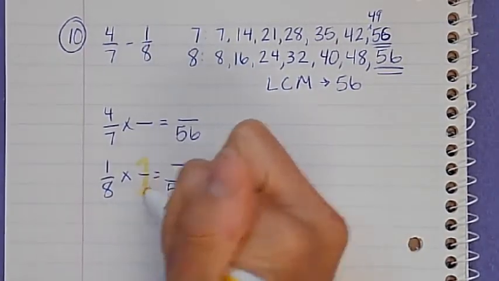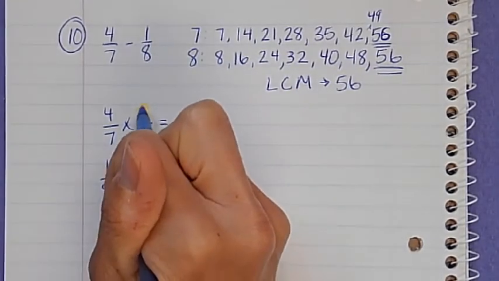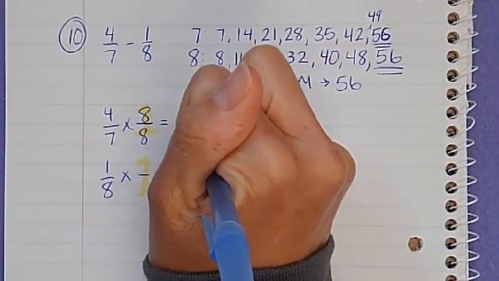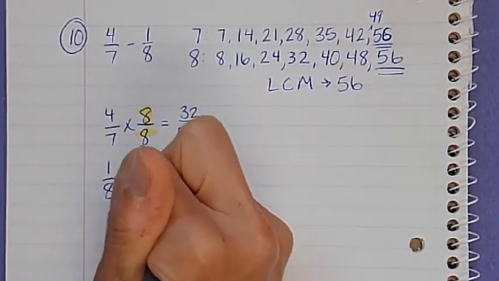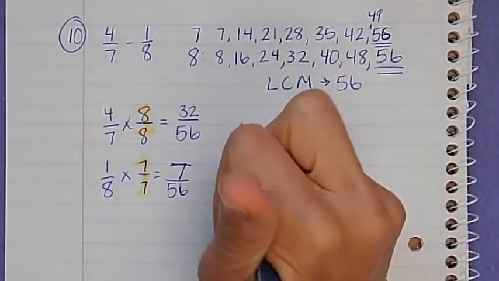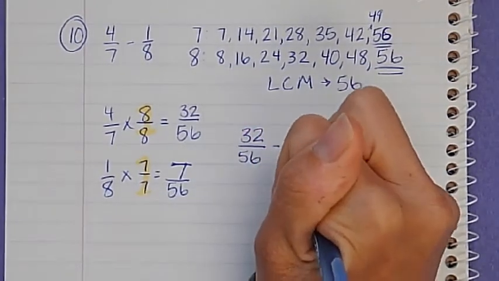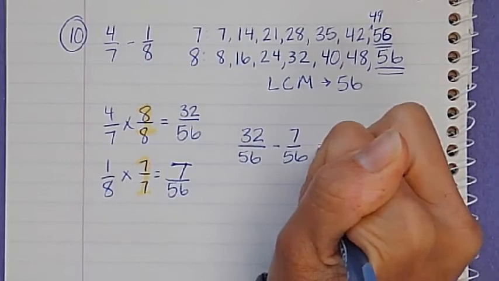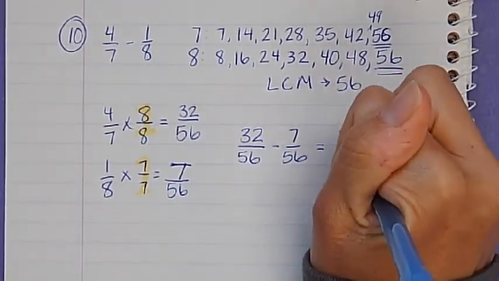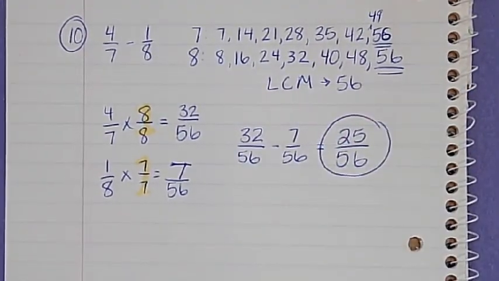So I'm multiplying by a fraction equal to 1, as always. I already said it's 7 times 8, so I know I can just plug this in as 8 over 8. 4 times 8 is 32. 8 times 7, and 7 times 1 is 7. And now I can subtract. 32 over 56 minus 7 over 56. So now I'm doing 32 minus 7, which is 25 over 56. And that is my answer to number 10.